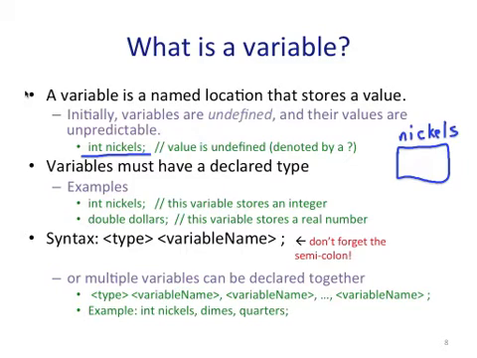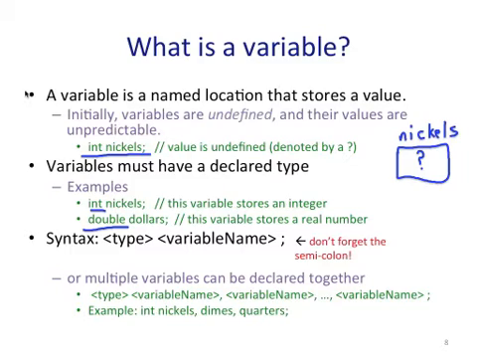But in this case, I haven't specified any initial value, so I put a question mark there to denote that the value is undefined. There is some value there. It's left over from another program, but we have no idea what that value might be, hence the question mark. And variable declarations start with a type such as int or double, and that's because every variable can store only a single type of value.